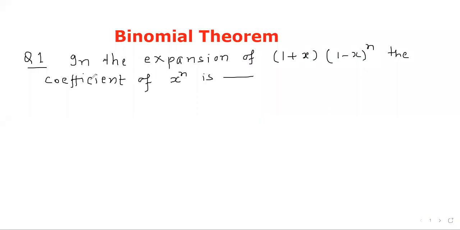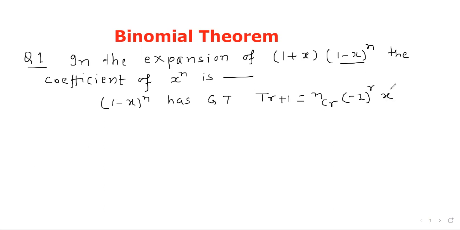Binomial theorem. Question number 1. In the expansion of (1 + x)(1 - x)^n, the coefficient of x^n is. So let's write the general term of (1 - x)^n. So (1 - x)^n has a general term T_(r+1) = nCr (-1)^r x^r.